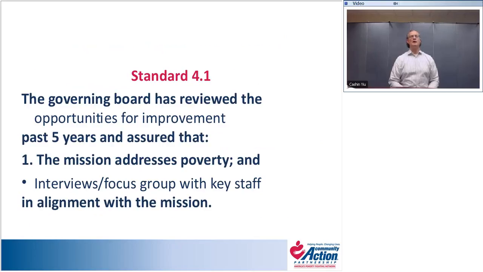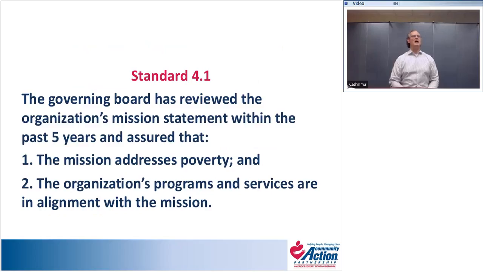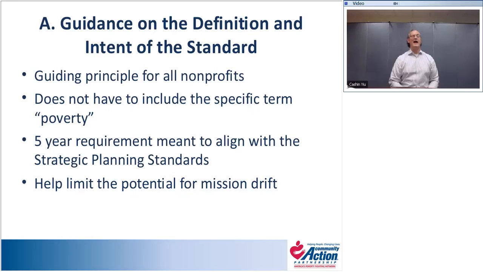All right, so jumping right into Standard 4.1, the Governing Board has reviewed the organization's mission statement within the past 5 years and assured that 1, the mission addresses poverty, and 2, the organization's programs and services are in alignment with the mission. So beginning with that Section A that I talked about previously, we provide some additional background on the guidance and definition of this standard.